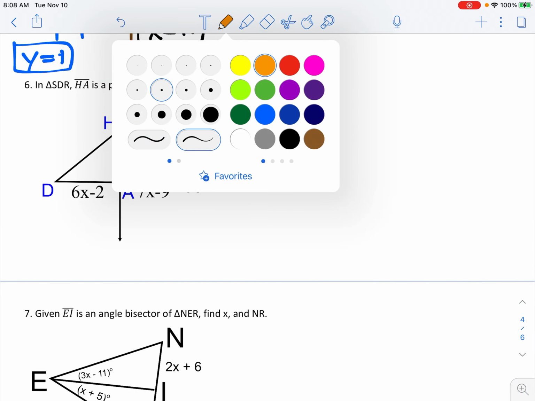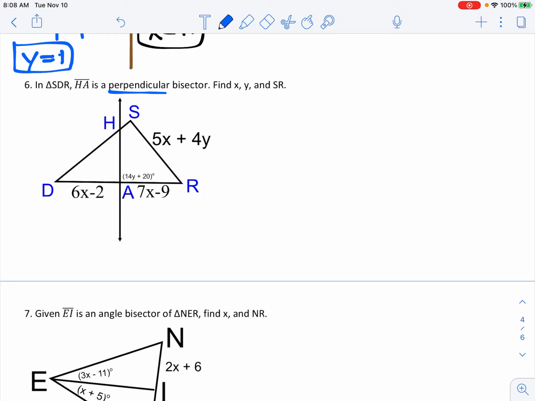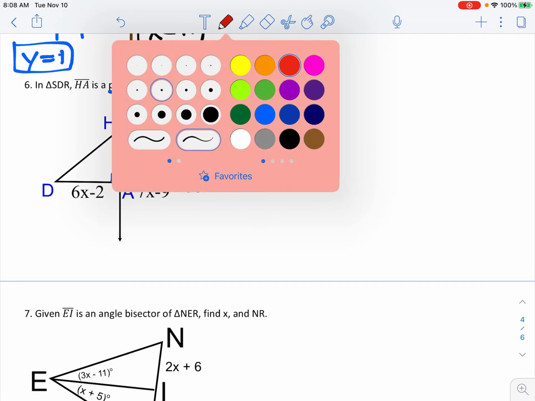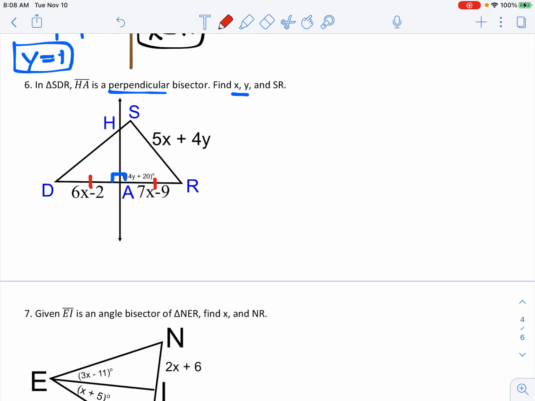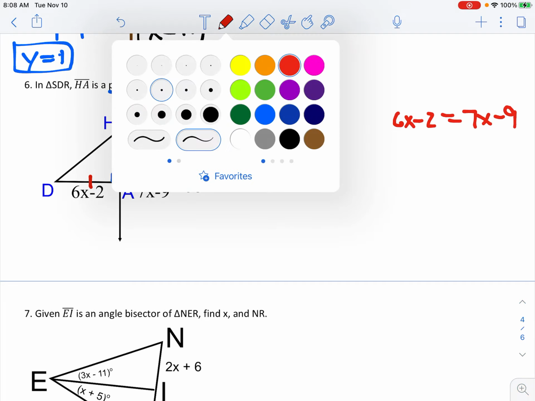All right, let's do another perpendicular bisector. Again, I see the key word. We're going to find x and y and then plug it into SR. Remember, we know that it forms 90-degree angles. Also, remember, perpendicular bisector forms tick marks. All right, I'm going to go ahead and solve for x first over here on the side. 6x minus 2 has to be equal to my other red tick mark of 7x minus 9.